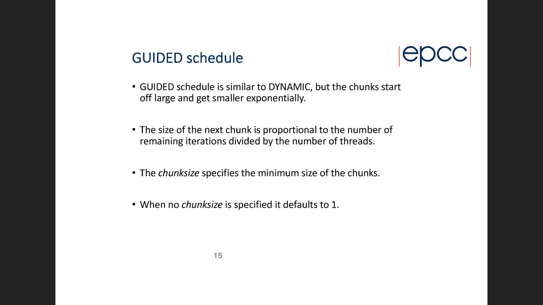In this case, the chunk size parameter just specifies the minimum size of the chunk. And again, if no chunk size is specified, it defaults to 0. The OpenMP specification doesn't actually specify the constant of proportionality here, but almost every implementation I know of uses the value 1/2. So the actual chunk size is the number of remaining iterations divided by the number of threads and then divided by 2.